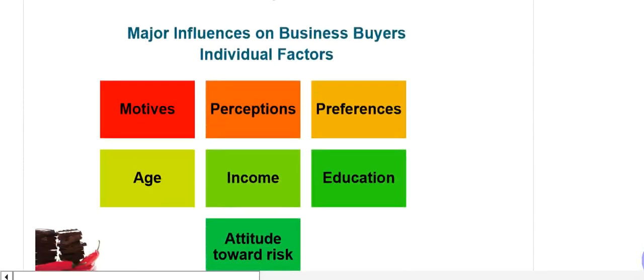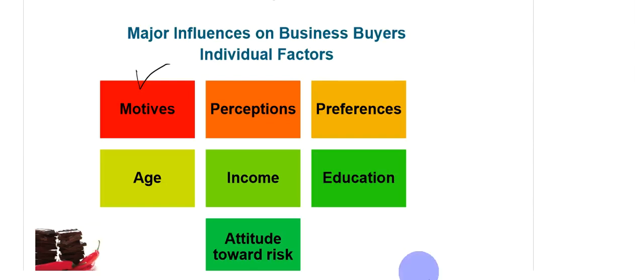We were discussing the factors which were influencing the decisions of the organization and business purchase, and we had seen environmental factors. After that, we had seen the organizational factors. Now we will try to see which individual factors have some effect, some impact on the business purchase.